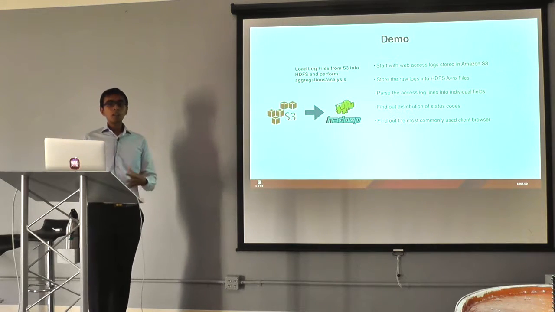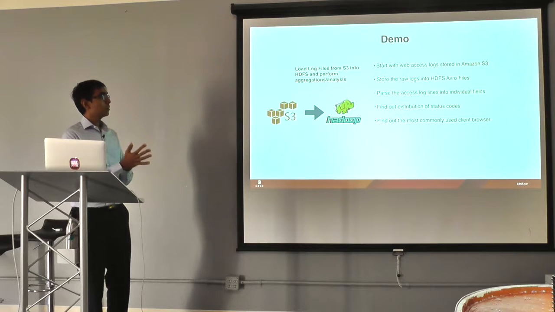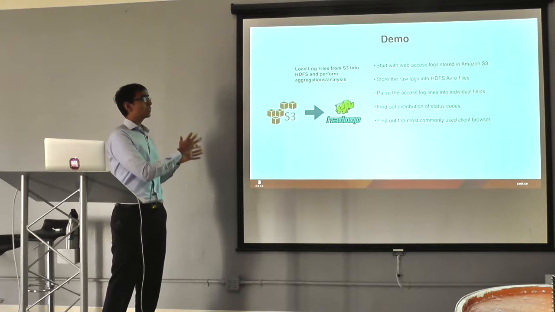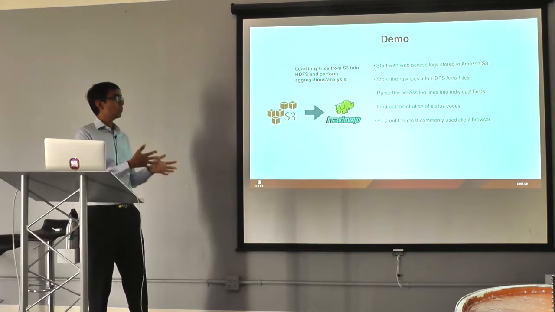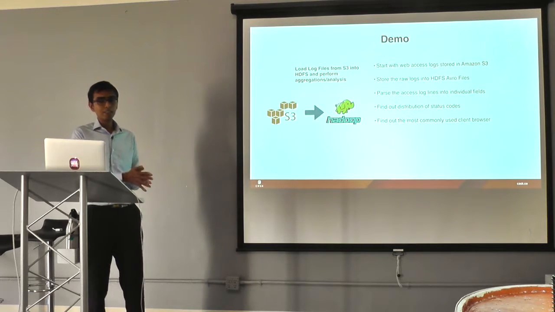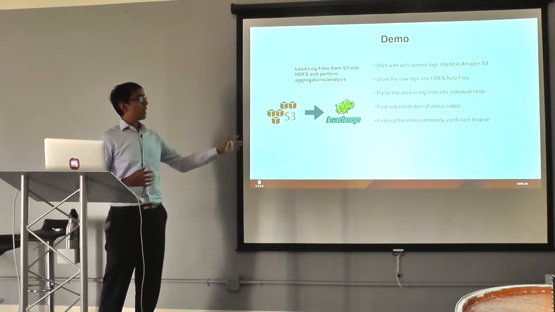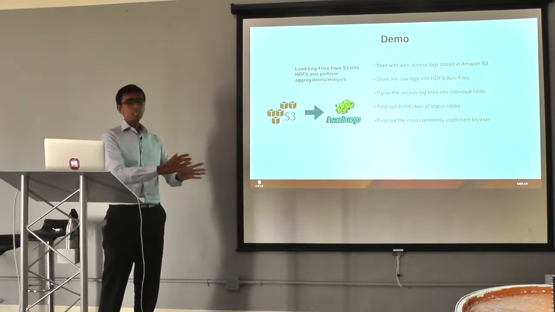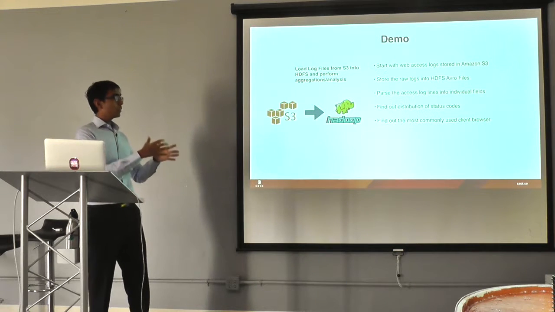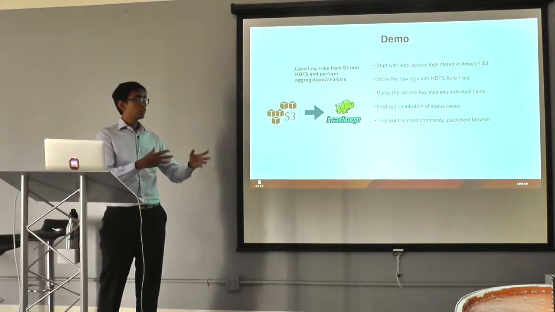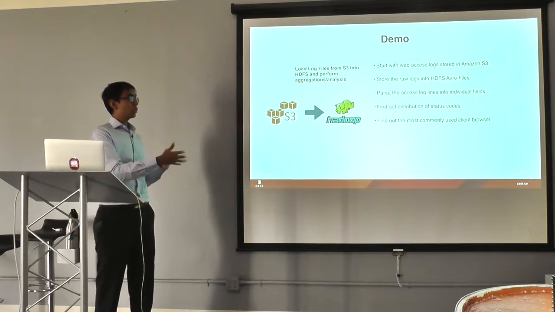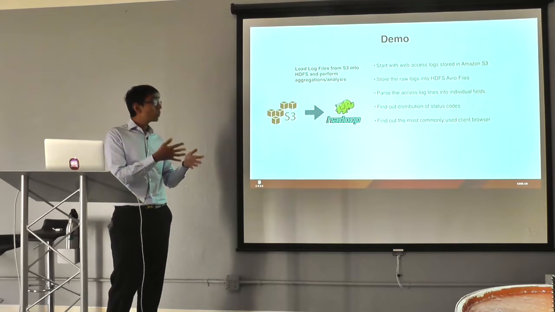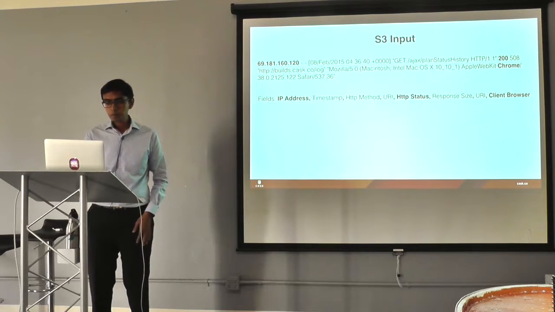So we are taking this opportunity to do a little bit of a demo where we actually load some log files from S3 into HDFS and also perform some aggregations and analysis. We have some web access logs stored in Amazon S3. We want to fetch them, store them in HDFS, and at the same time we want to parse them into individual different fields. We want to find out the distribution of the response status codes, and then we also want to find out the most commonly used client browser.